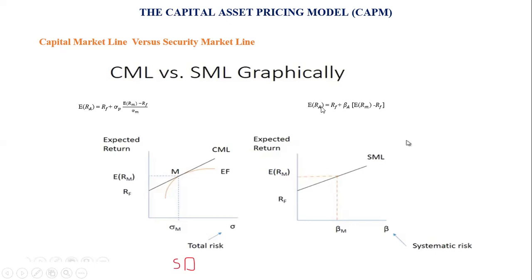Expected return, we get it from risk-free plus beta of the asset that you invested in. Then we have risk premium, that is market return minus what? Risk-free return. So that is the difference between market return and risk-free return.